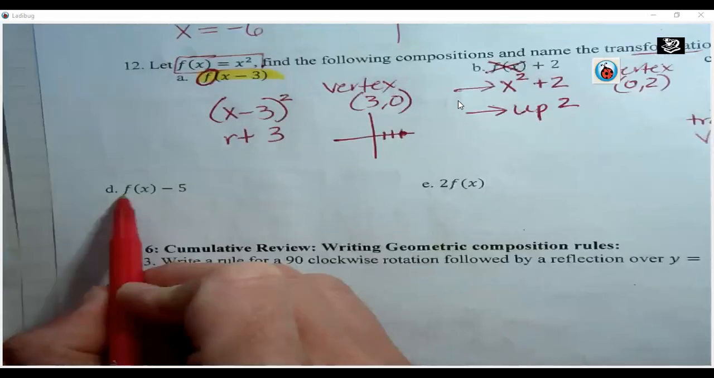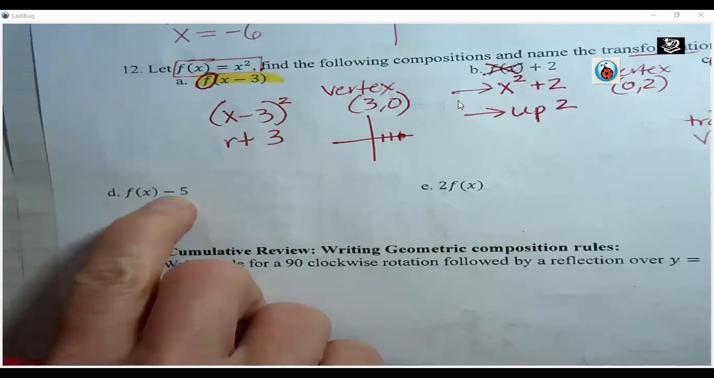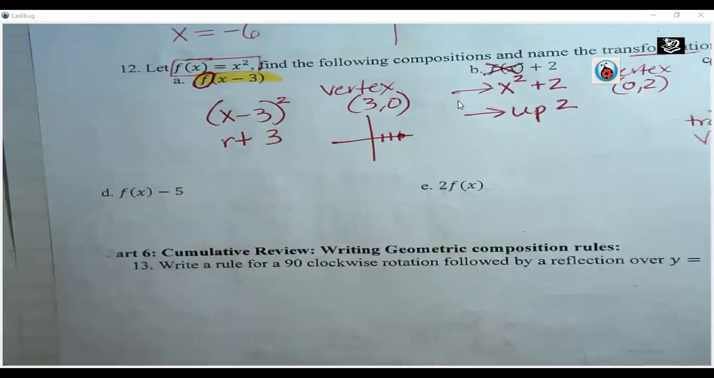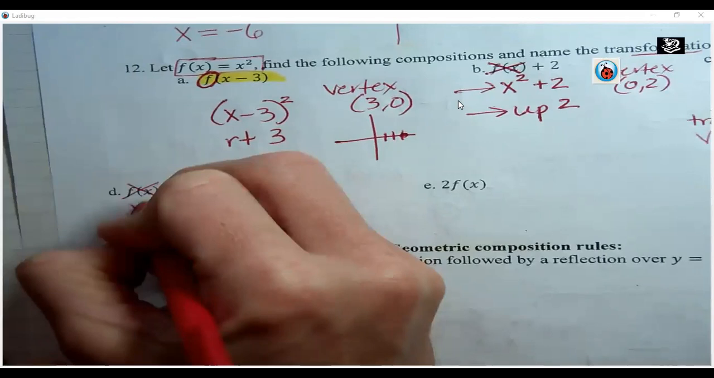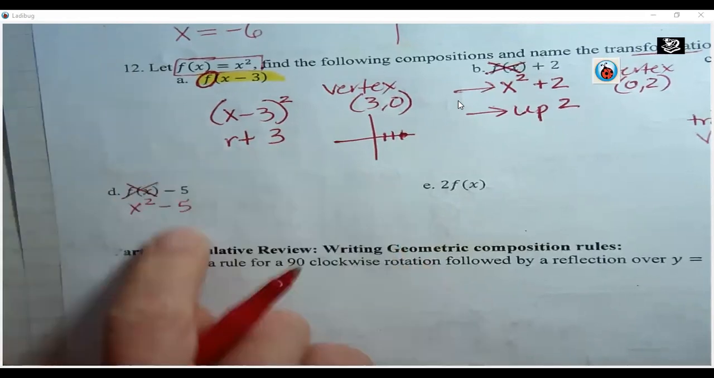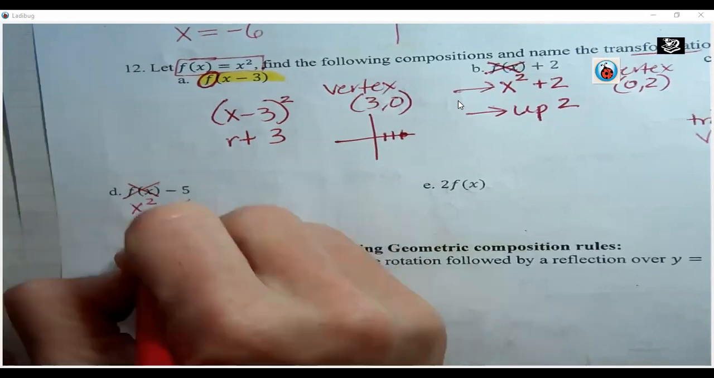f of x minus 5. What about for this one? Does the -5 go in the parentheses? No. So I replace this with x squared minus 5. What does the -5 make it do? Down 5. Good. Down 5.